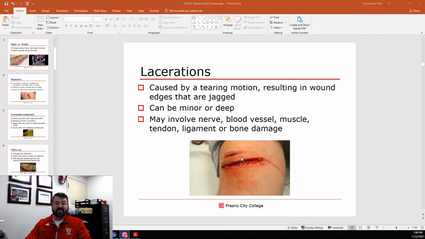Okay, not an incision. I'll talk about incision here in a little bit. These can be minor and or deep. You've got to really keep an eye out for what else could be damaged with this. You could have nerve, blood vessel, muscle, tendon, ligament, or bone damage as a result, because you're only seeing what you see. It's very hard to distinguish the underlying structures.